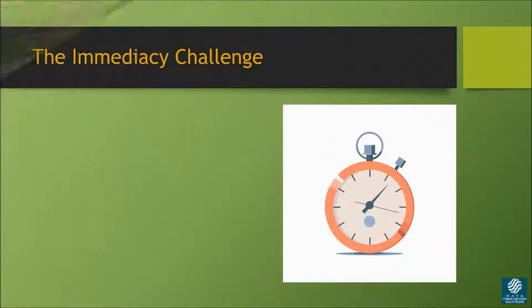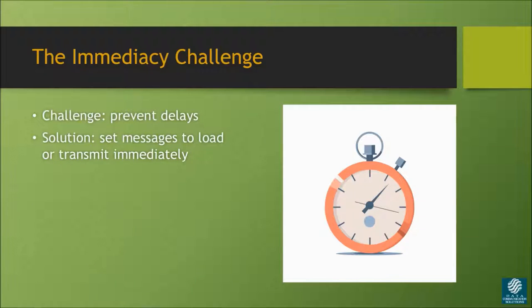The immediacy challenge is to prevent delays. Delays cause message overlap, resulting in decreased efficiency. The solution is to set messages to load or transmit immediately. This lets you know instantly when a process fails.